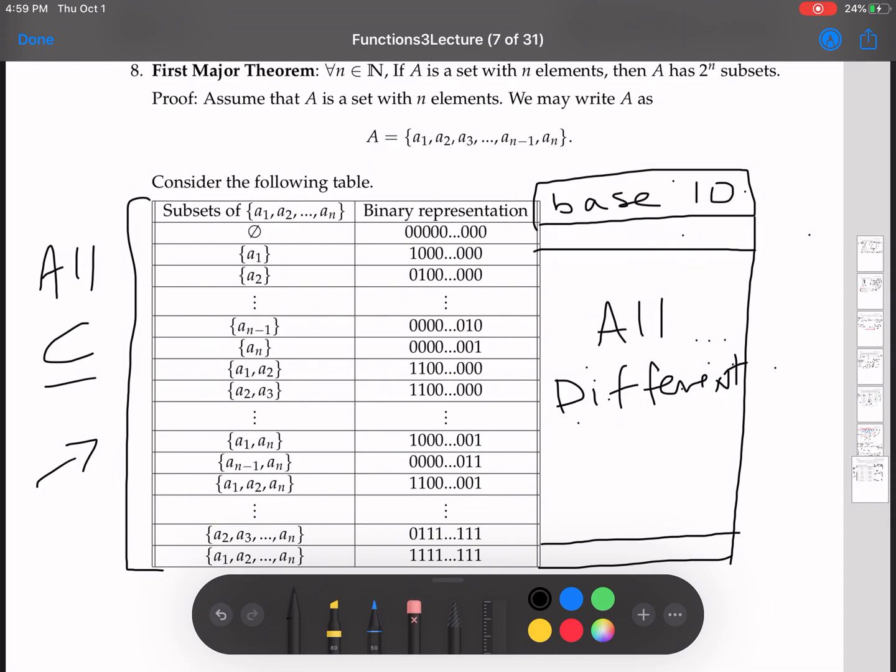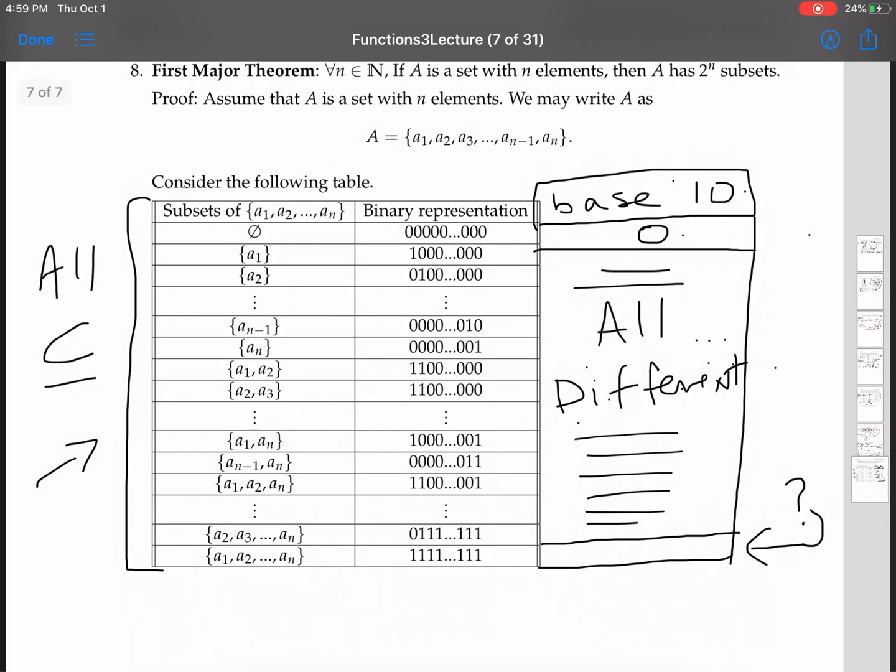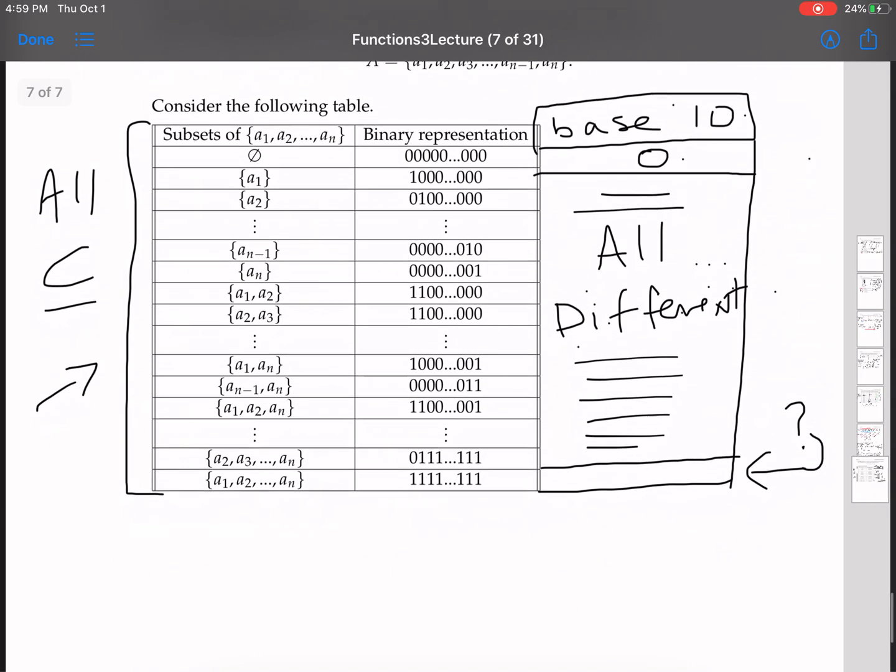And so this first one would be 0, the number 0 in base 10. These are all different. You got a bunch of different numbers along here. And then we get to this last one. And the question is, what is this one? What is that number? And now we'll figure that out.